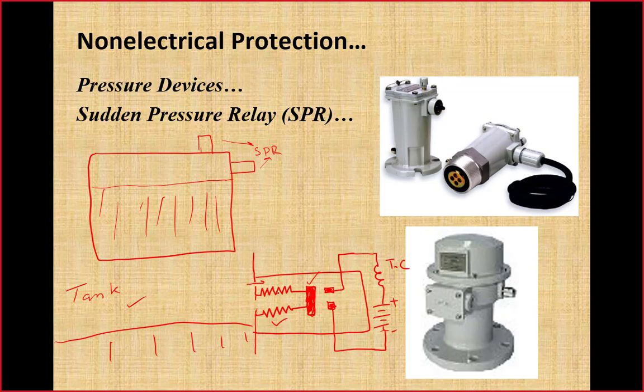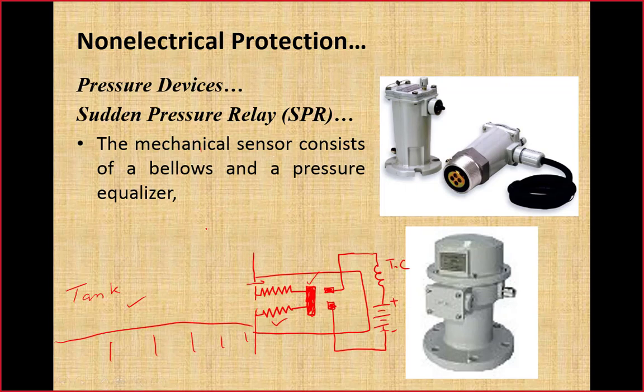In case of a short circuit within the transformer tank, a high pressure wave will be created that could be easily detected. It is highly sensitive to that major change in pressure inside the transformer tank. So this was the simplest way to explain a sudden pressure relay, but its construction is much more complex.